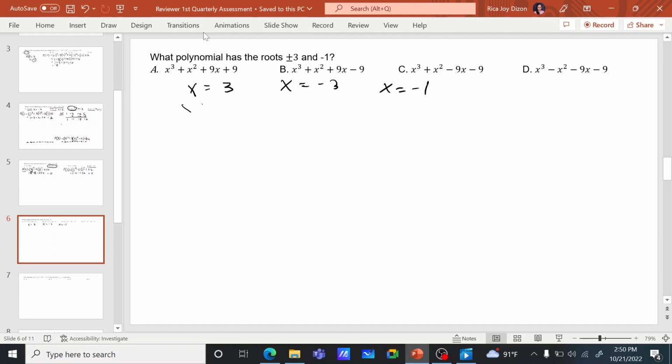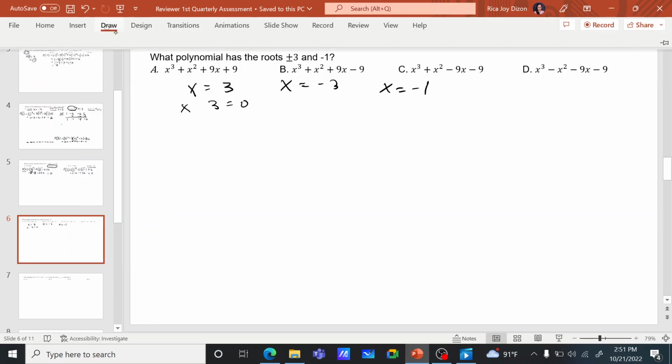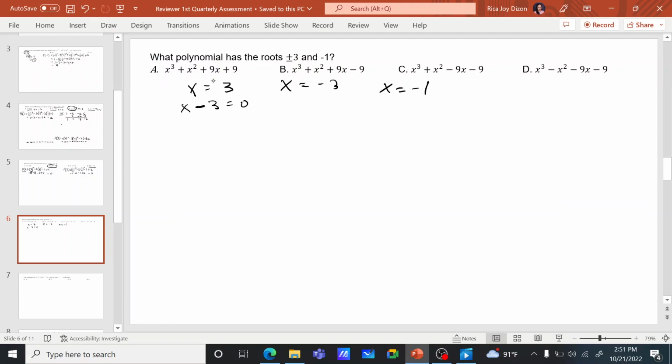So this is also equal to x plus 3 equals 0. I mean x minus 3. This one is x plus 3 equals 0. And this is x plus 1 equals 0. So we equate all of these polynomials to 0. x minus 3 times x plus 3 times x plus 1. Then we multiply these three polynomials.